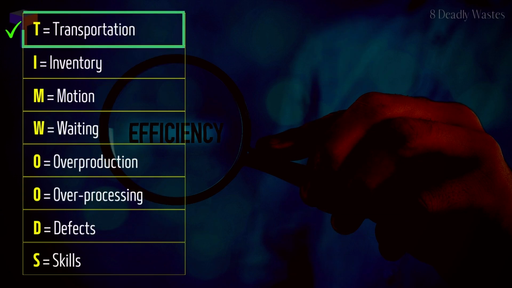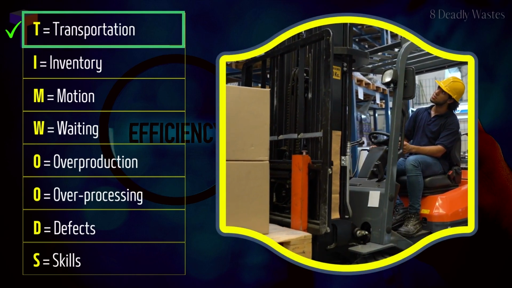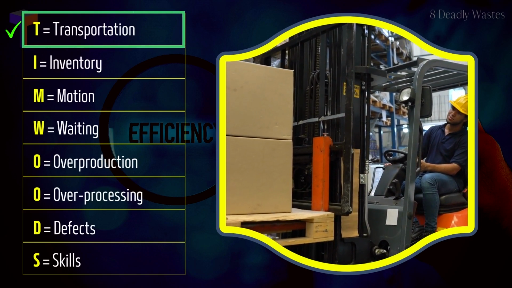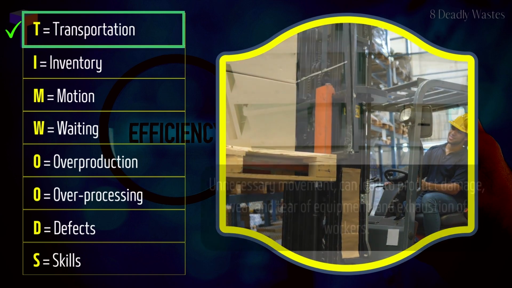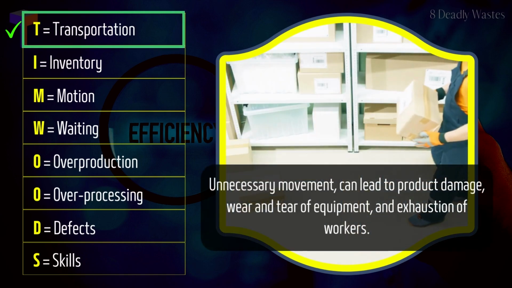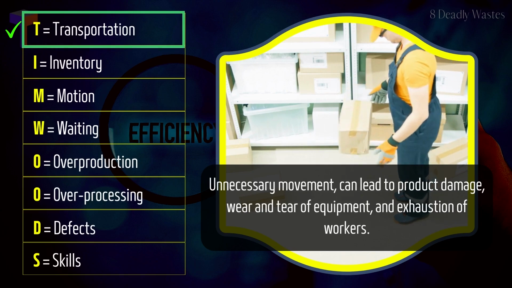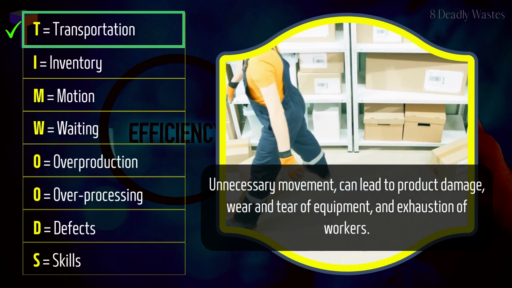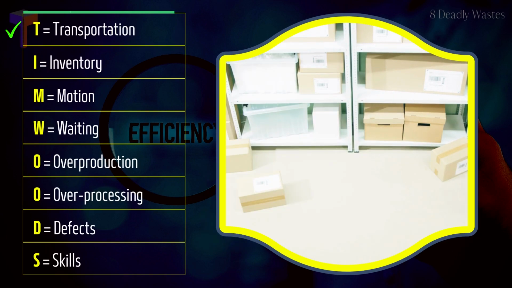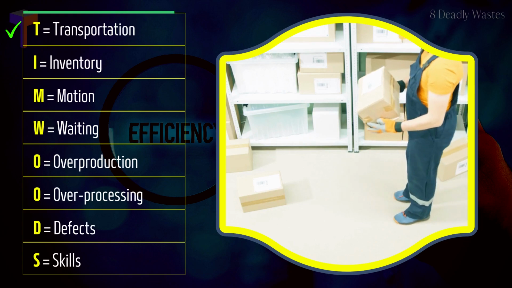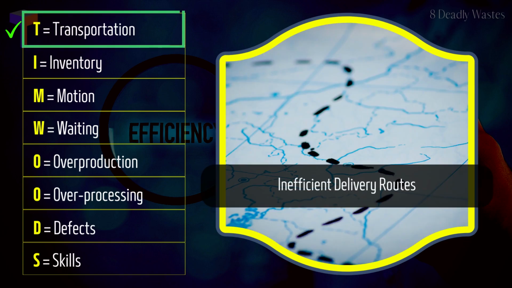Let me begin with Number 1. Transportation. Most of the time, resources like people, tools, inventory, and final products are moved from one place to another, but no value is added to the product. Unnecessary movement can lead to product damage, wear and tear of equipment, and exhaustion of workers. Example, sending overstocked inventory back to a warehouse or an outlet store location. Second example is inefficient delivery routes.